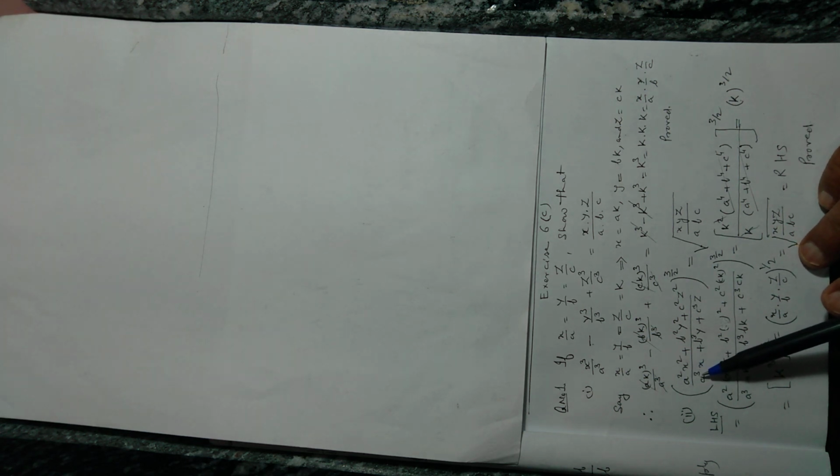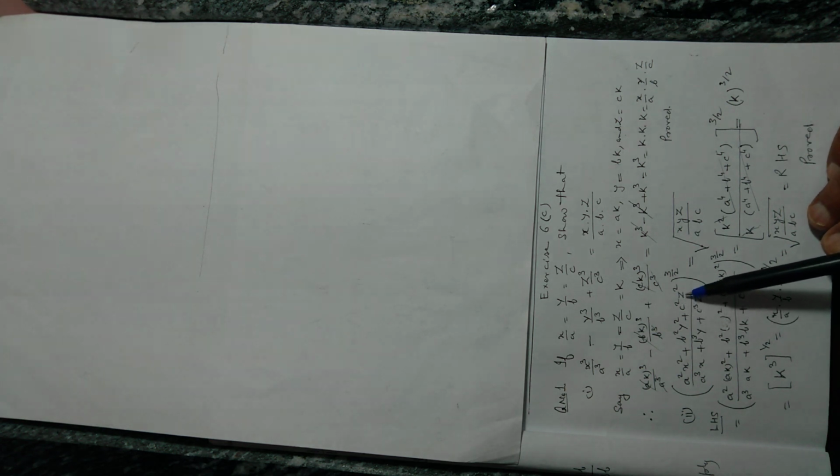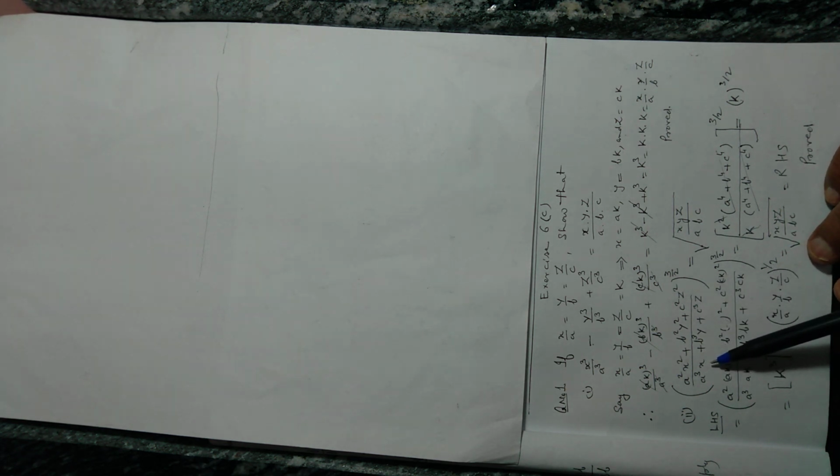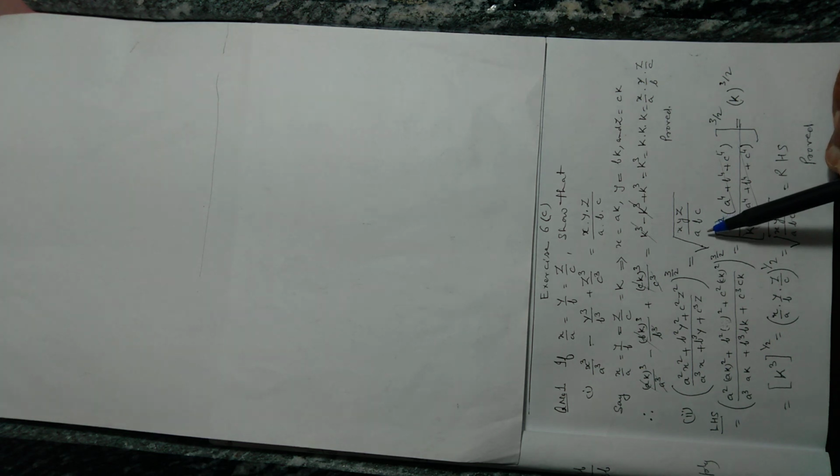a square x square plus b square y square plus c square z square whole upon a cube x plus b cube y plus c cube z whole raised to power 3 by 2 equal to root of xyz upon abc. Here the left hand side I have taken first, you see. I have written a square as it is. For x I have written in bracket ak whole square. I have written b square as it is.